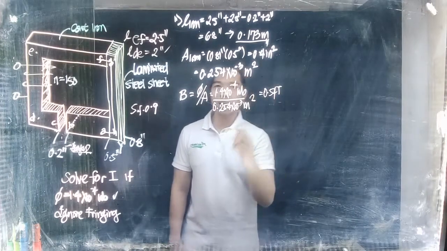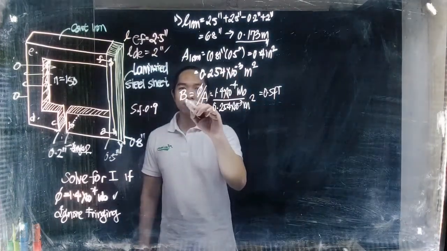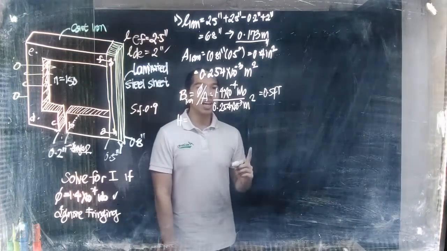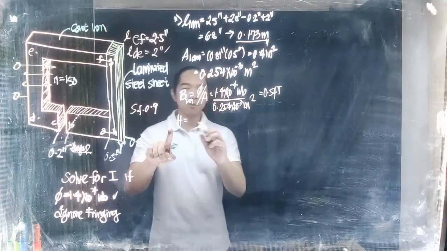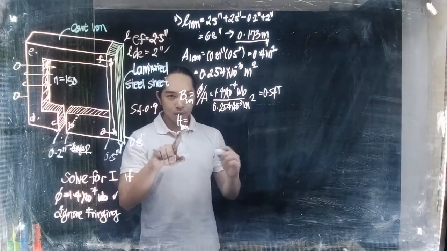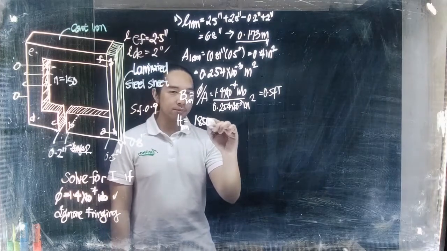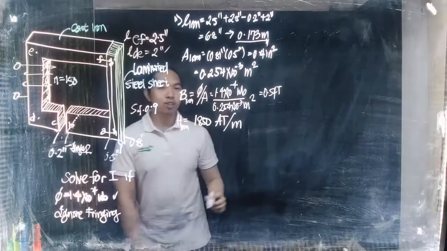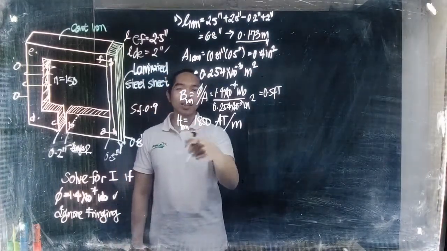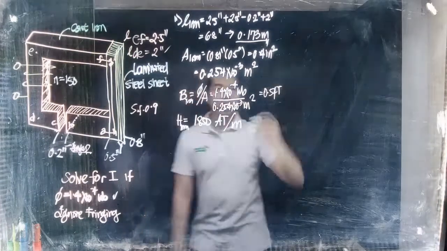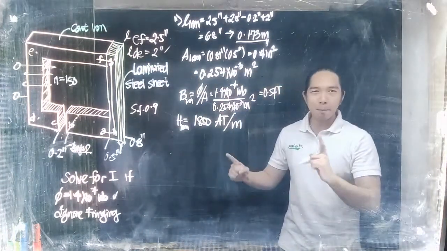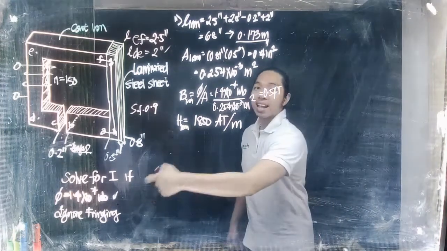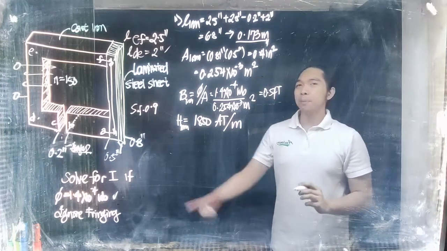Next, we're going to solve for our H. How do we solve for the H of iron? By looking at the table of B-H curves, we see that the H for iron is equal to 1850. So we got the H and we got the L, which are the essential elements we need when we apply Ampere's circuital law later to solve for our current. Now, we are done with iron.